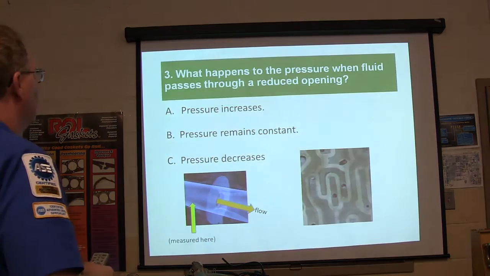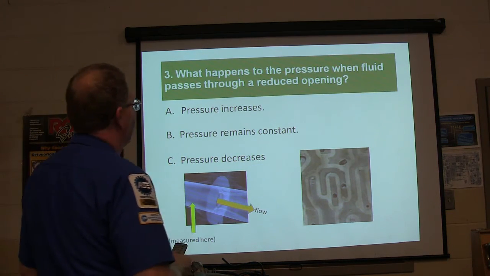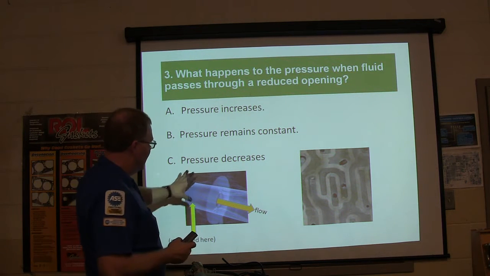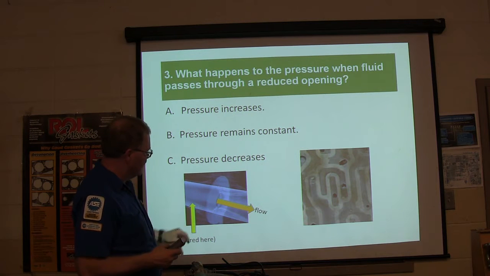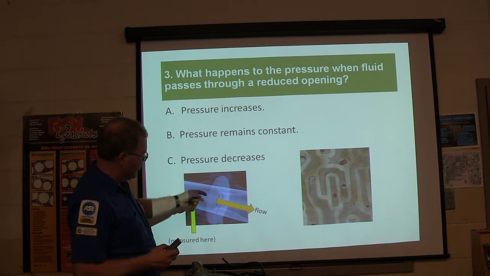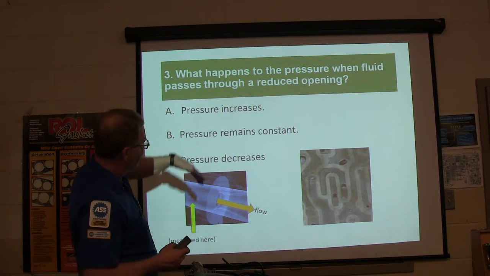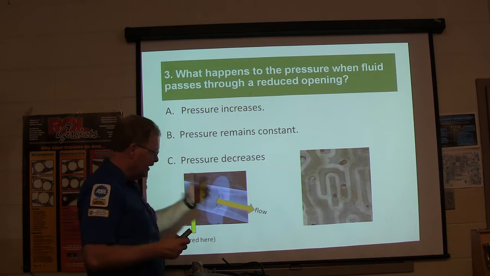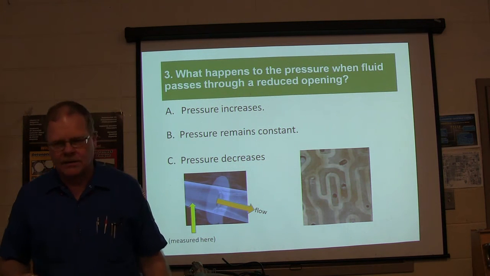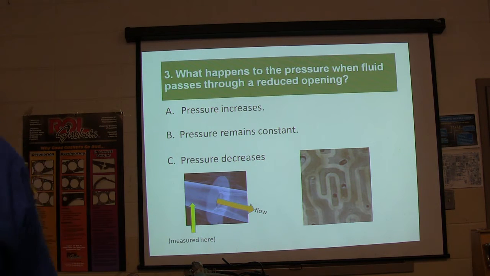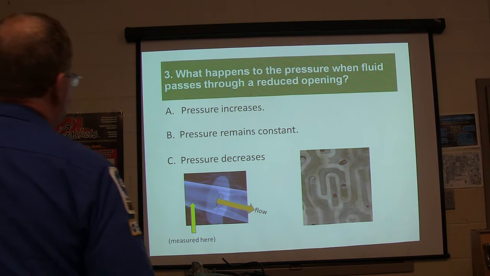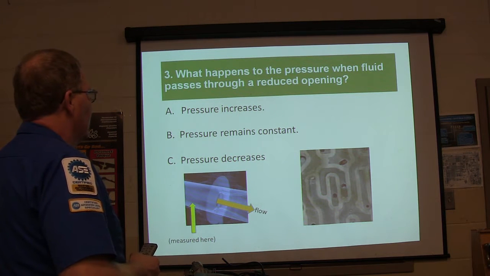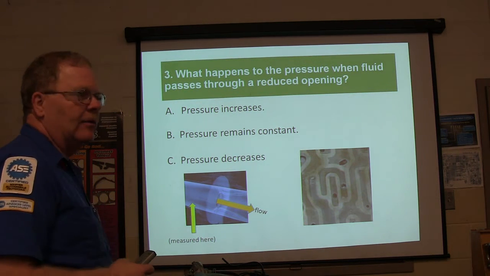Moving on. What happens to the pressure when fluid passes through a reduced opening? Say like this here would be a line with a washer in it, which would be an orifice. If you measured the pressure here as fluid was going this way, what would you see? Will pressure increase, remain constant, or decrease? This is kind of what an orifice would look like in the transmission. Some of those holes are smaller than others for various reasons. If you don't already know the answer, you're probably not going to get it anyway unless you happen to guess it right.